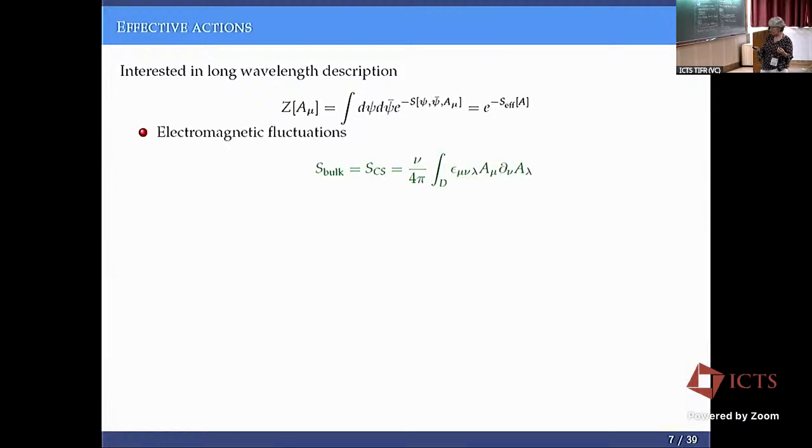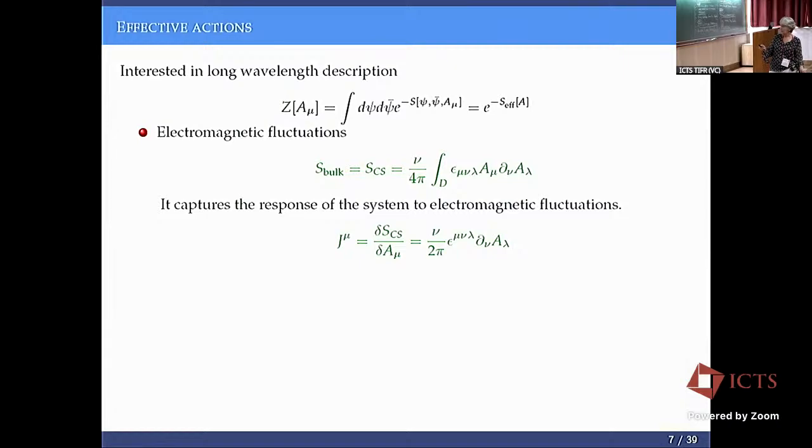Well, people have done that in many ways. One way is to completely integrate out the fermions, since we know this action. And what we find is that the bulk action is described by a Chern-Simons action in this form. And the coefficient here is related to the Hall conductivity, as it should be.